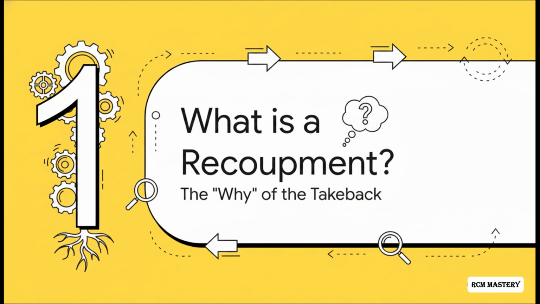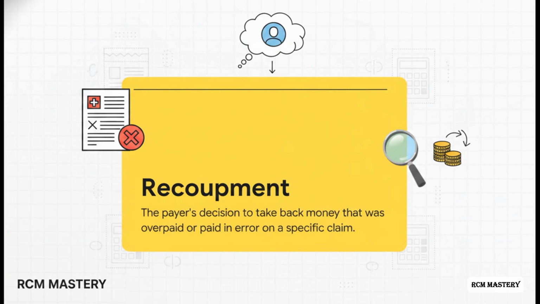First up, let's talk about recoupment. And the real key here, the one thing to remember, is that recoupment is all about the why behind the takeback. So put simply, a recoupment is just the insurance company's decision. They've decided they overpaid you on a specific past claim. Maybe they found a coding mistake or decided a service wasn't covered after all. This is the why they're taking money back. And knowing that why is your first clue to figuring out how to fight it.